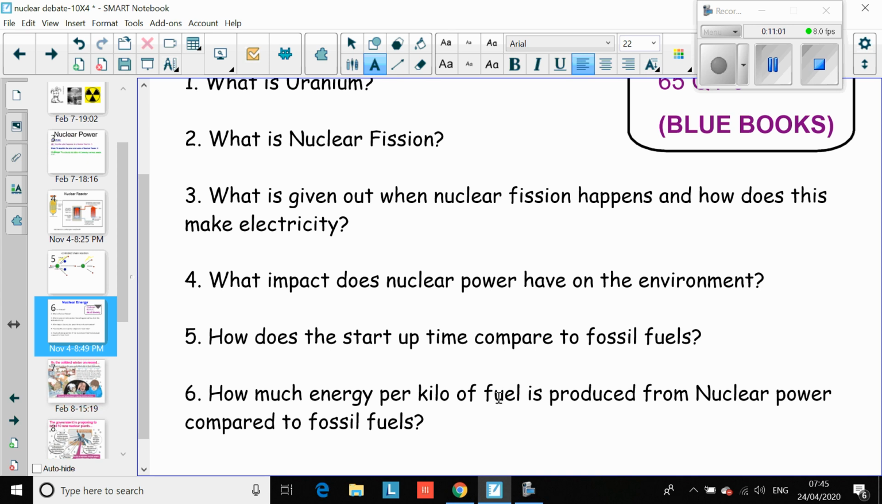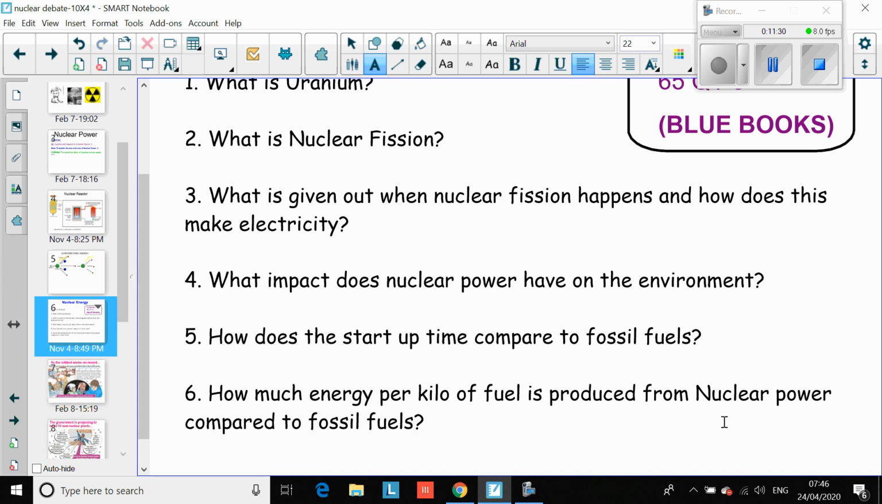How much energy per kilo of fuel is produced from nuclear power compared to fossil fuels? Right, unfortunately that exact amount is in your books. Don't worry too much about it. What I will tell you is it's more. What I mean by that is 1 kilogram of uranium can produce loads more electricity than 1 kilogram of coal. So if you had a kilogram of each, you'd get loads more energy from nuclear power.